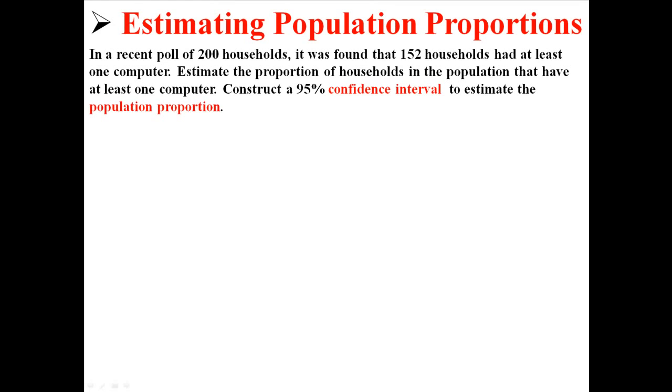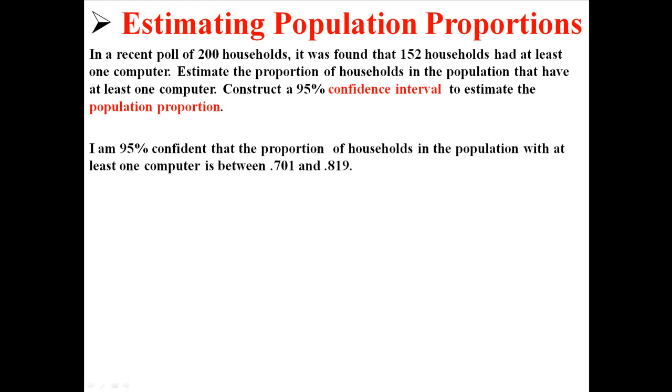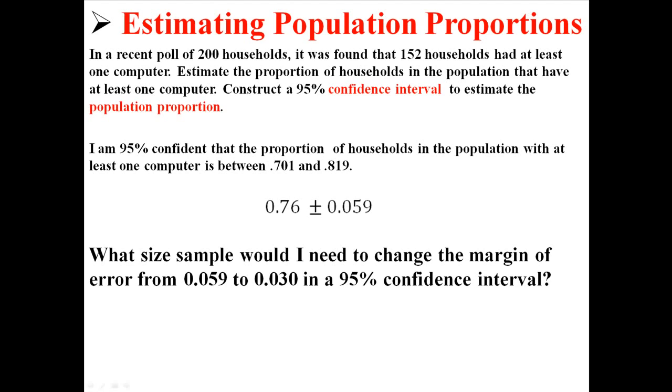Now, I already went through this whole thing with an example if you want to look that up, but we found out that we were 95% confident that the proportion of households in the population with at least one computer was between 0.701 and 0.819. Really what we found was that our point estimate was 0.76 plus or minus a margin of error of 0.059. But now we can ask, okay, what size sample would I need to change the margin of error from 0.059 to 0.030 in a 95% confidence interval?